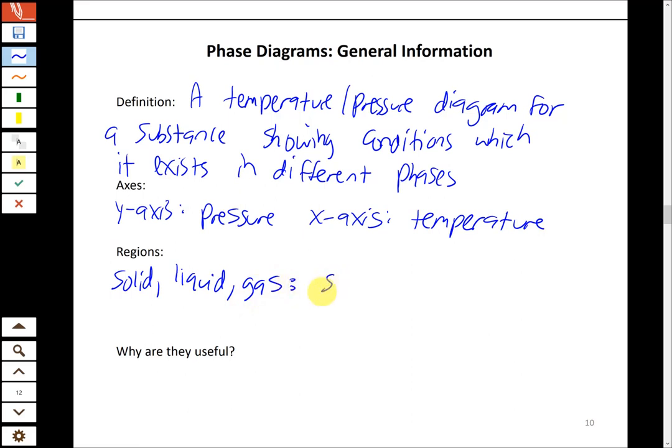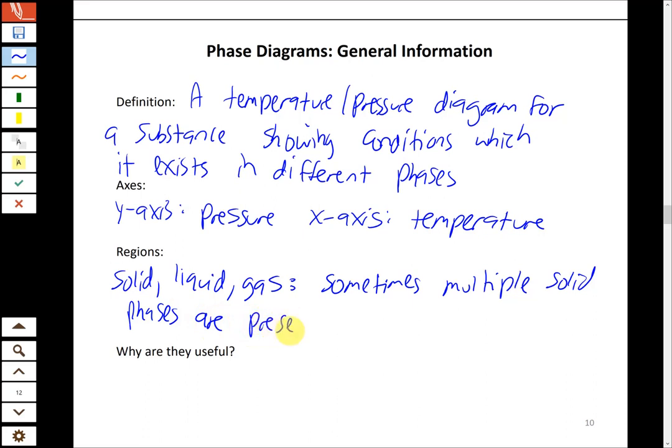Now what you'll sometimes see for certain types of substances, we'll give at least one example of this today, sometimes you'll have multiple solid phases present. So the example we'll give today is carbon, which has 2 major solid phases, graphite and diamond. So certain substances have different forms that they can exist as in the solid phase, and the phase diagram will show those as separate regions of the diagram, because usually those 2 forms would exist under different conditions. So there are a lot of substances where that's true, where the solid part of the diagram is more complicated because there's more than one solid phase that can exist.